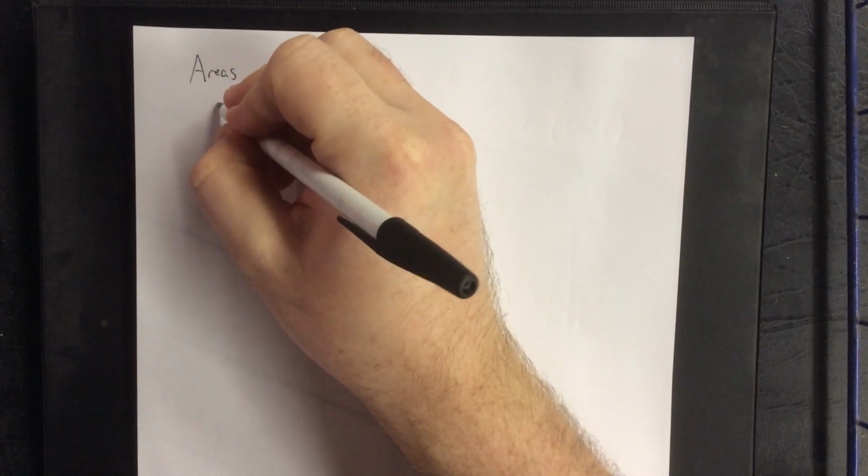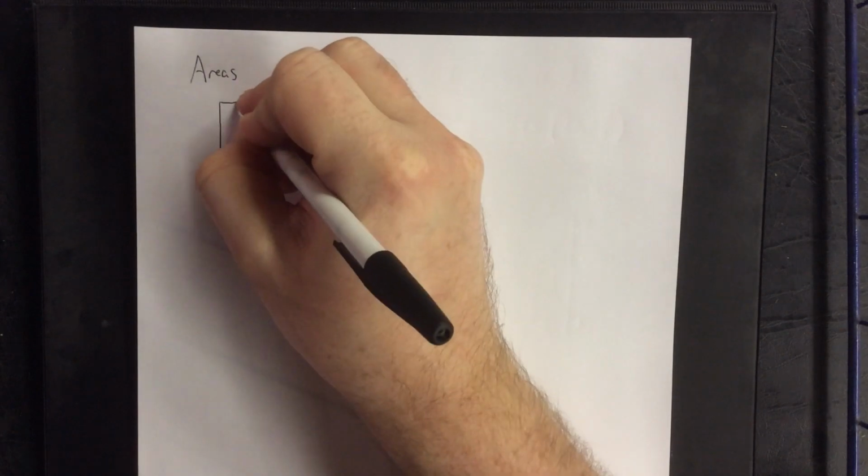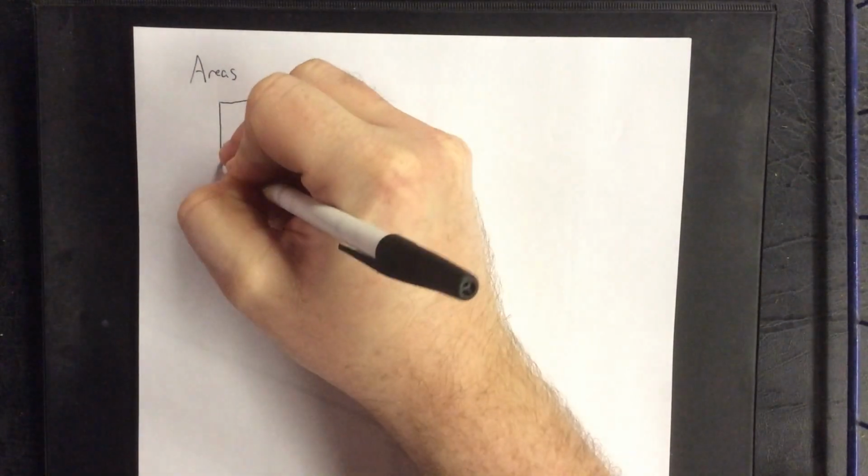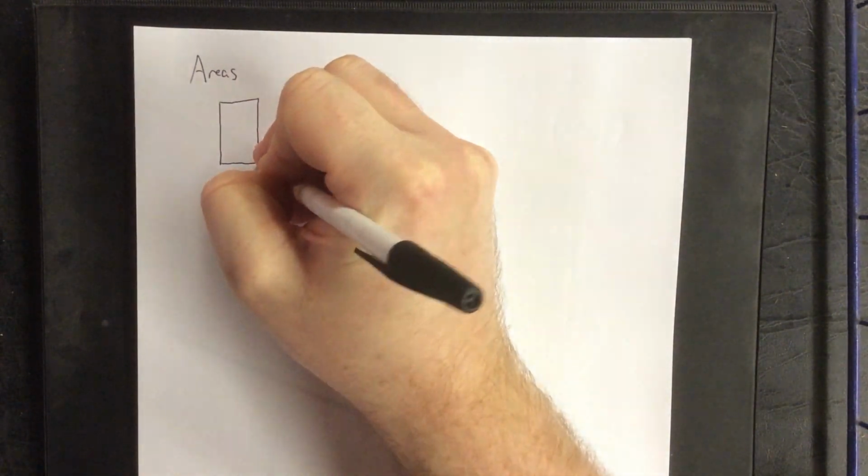So in this video, we are going to be going over areas. Now, when it comes to areas, we're talking about two-dimensional geometric figures and calculating the corresponding space that they take up. Now, with that in mind, we're going to start with the most basic geometric figure that we could possibly talk about, which is the rectangle.